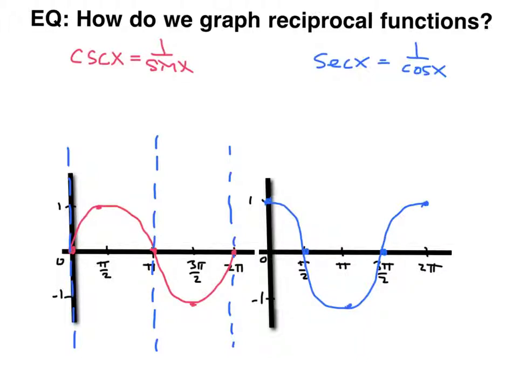at pi over 2, we see that the sine value is 1. So 1 over 1 is 1. And down here at 3 pi over 2, 1 over negative 1 is negative 1. And the way that these functions behave is that they actually just kind of approach their asymptotes like this.